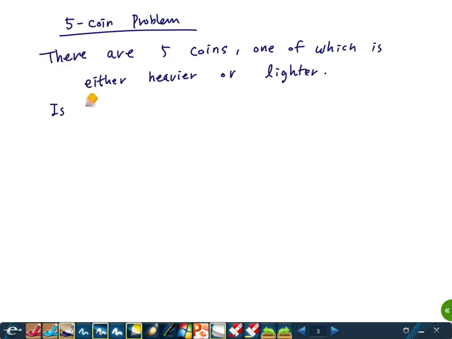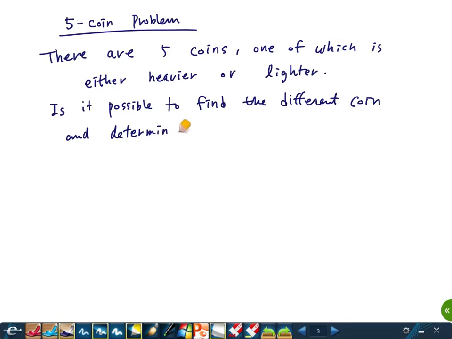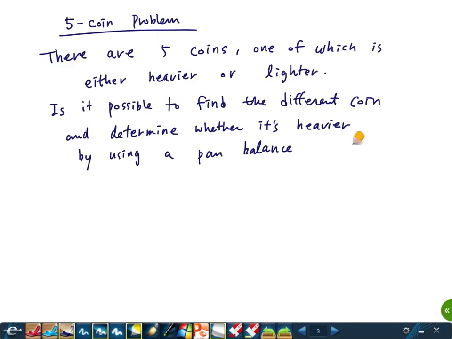Then is it possible to find the different coin, and not just determine which coin is different, but also determine whether it's heavier or lighter? Is it possible? Of course, we have to keep some conditions: by using a pen balance just twice.